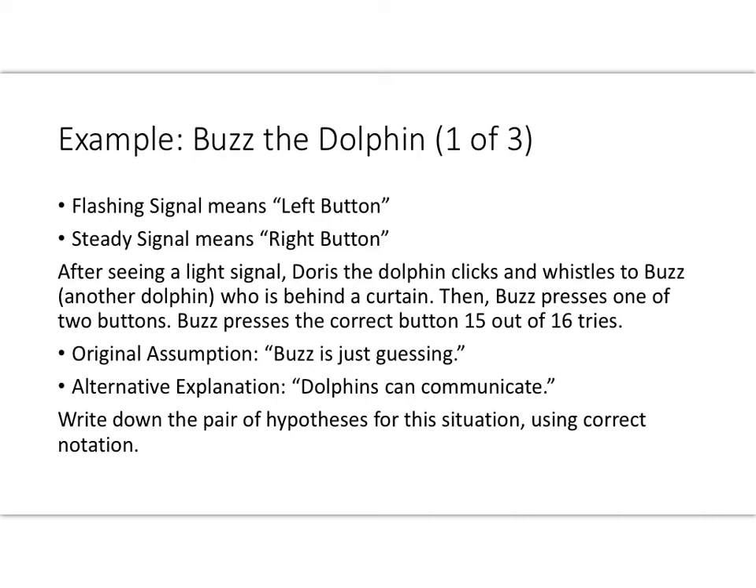So let's take a look at the dolphin example. Flashing signal means left button and a steady signal means right button. After seeing a light signal, Doris the dolphin clicks and whistles to Buzz, another dolphin, who is behind a curtain. Then Buzz presses one of the two buttons. Buzz presses the correct button 15 out of 16 tries. So the original assumption here is that Buzz is just guessing, but an alternative explanation is that dolphins can communicate. And we're going to write down the pair of hypotheses for this situation using correct notation.